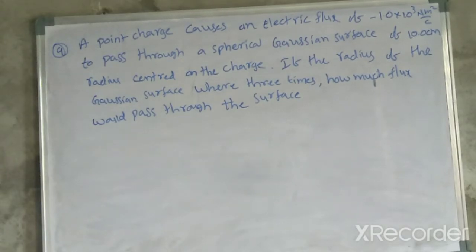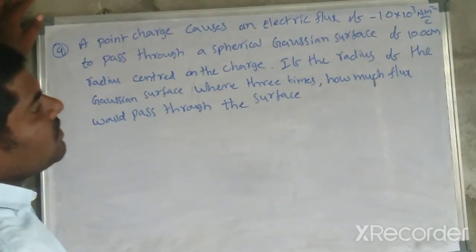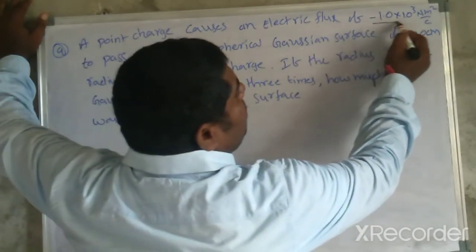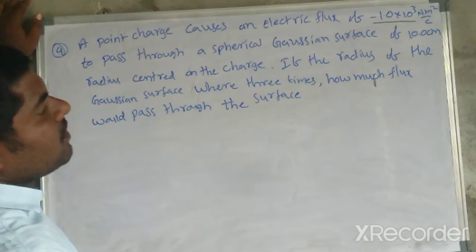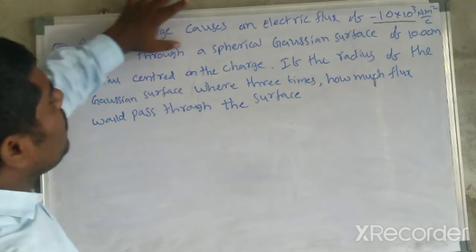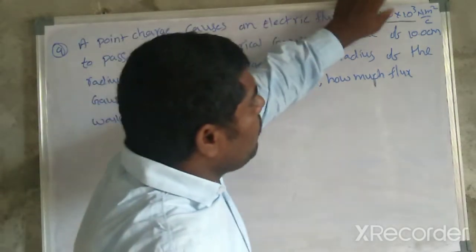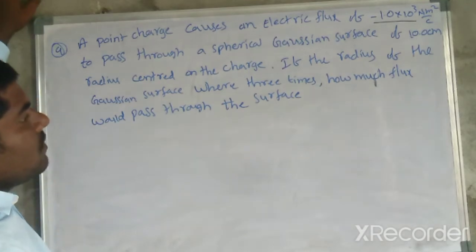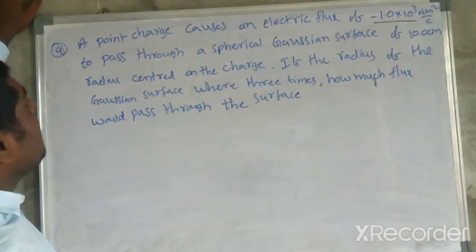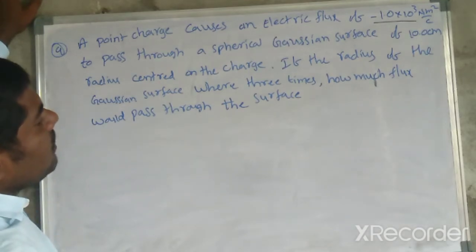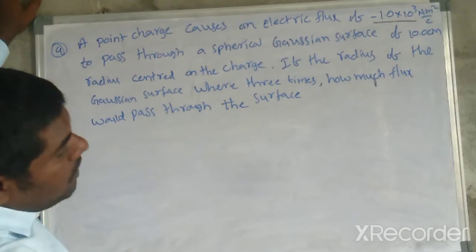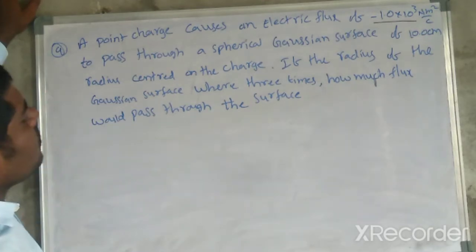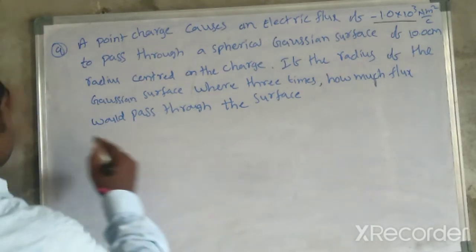Now another one. A point charge causes an electric flux of minus 10.0 × 10^3 Newton meters per coulomb to pass through a spherical Gaussian surface of 10.0 centimeter radius centered on the charge. If the radius of the Gaussian surface were 3 times, how much flux would pass through the surface?